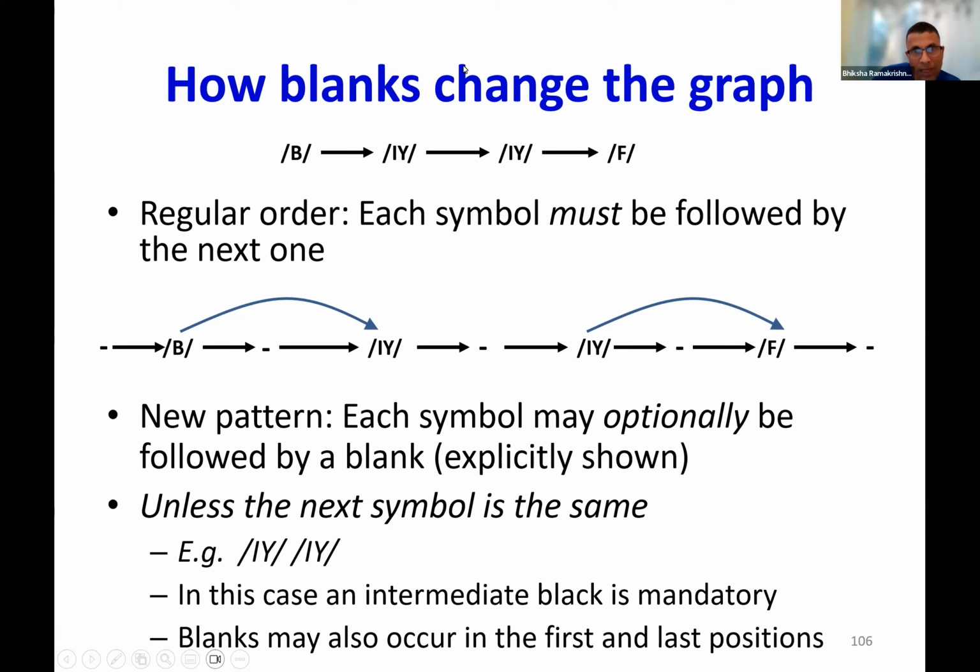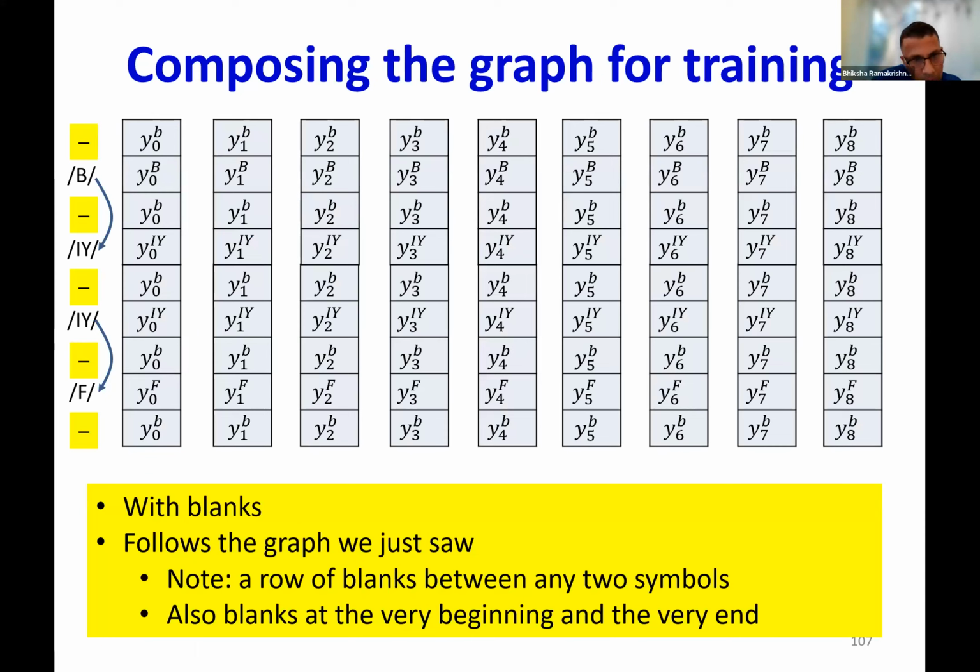So given this, when I compose a graph of this kind for finding all valid alignments of beef to the input, then we know that there's an optional blank before the burr. There's an optional blank between the burr and the E. There's a mandatory blank between the two E's. There's an optional blank after the E and the F, and an optional blank afterwards. Again, these are optional because when you compress the alignment, they will disappear. They are invisible symbols.